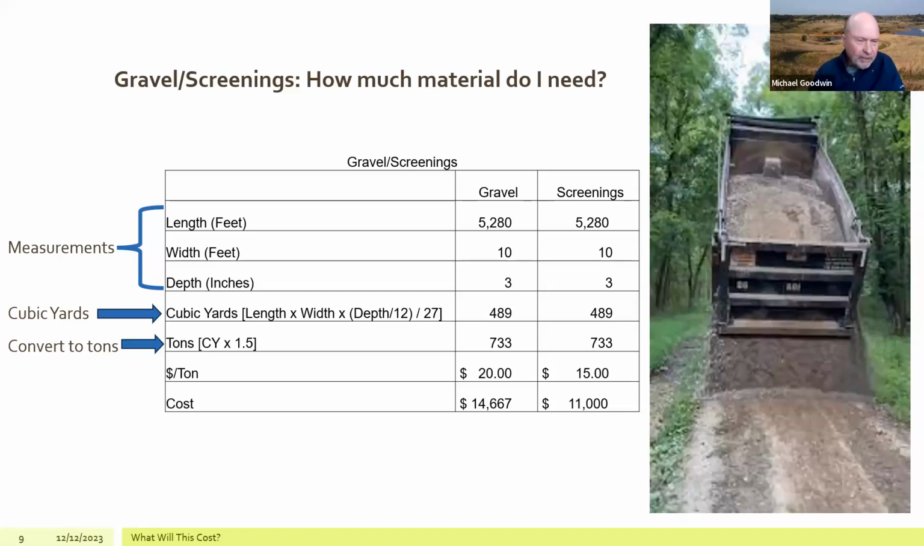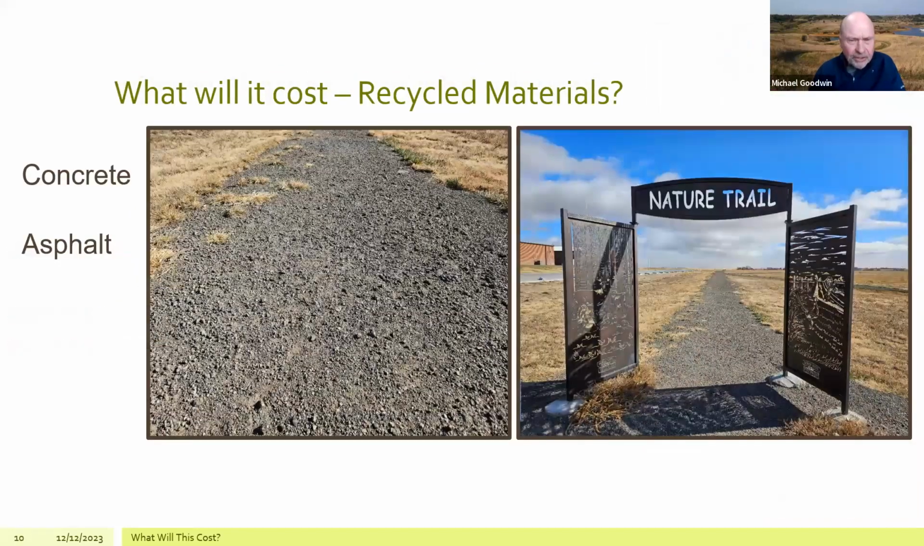But if you convert that to tonnage, and then you go to the local contractor and find what they charge per ton for gravel or screenings, you can easily calculate the total costs that you can expect to pay for those gravel or screenings. And again, on gravel and screenings type trails, we're probably talking $15,000 to $30,000 as a very broad range of cost for laying down a gravel trail. So let's see, Nancy, next.